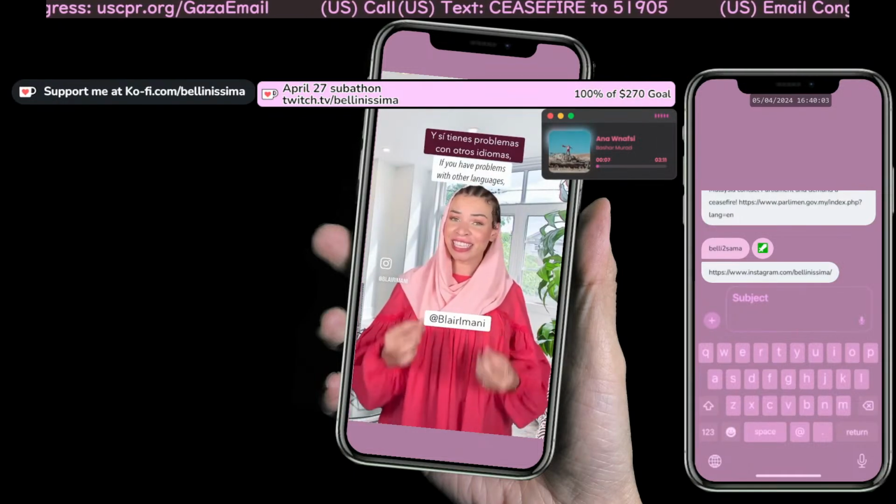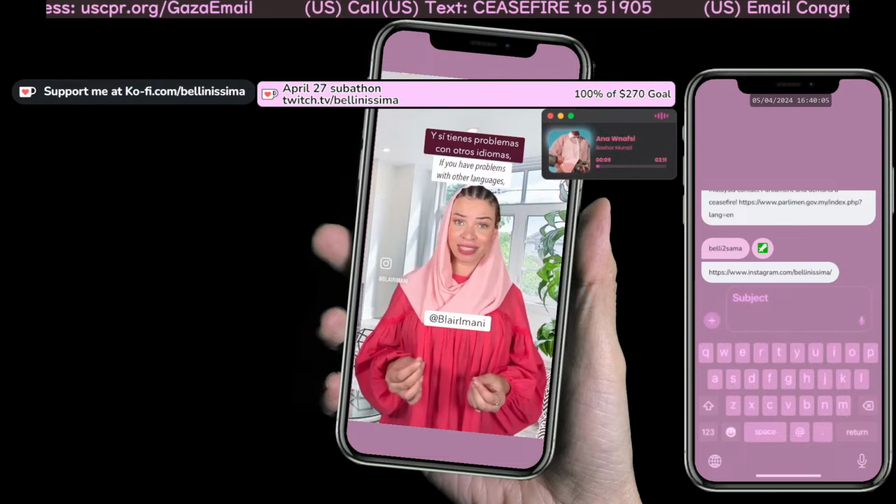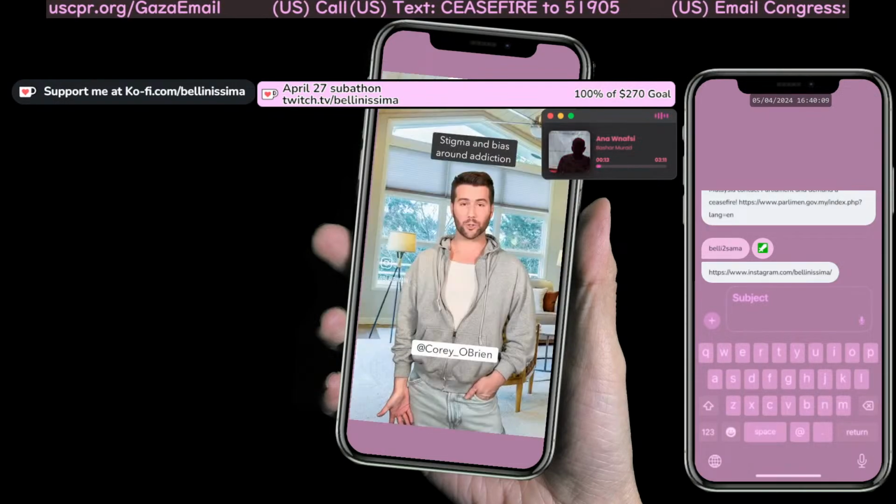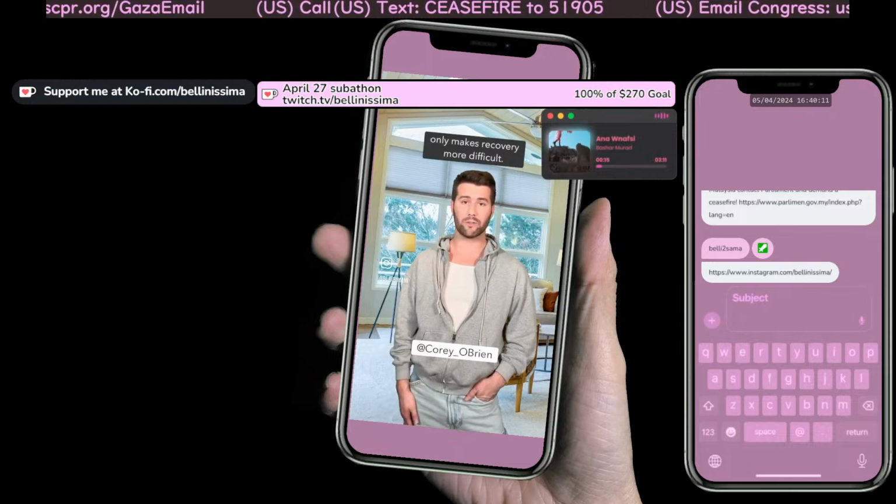You can't be an alcoholic. Well, I am an alcoholic, and you're biased. Smarter in seconds. Stigma and bias around addiction only makes recovery more difficult.